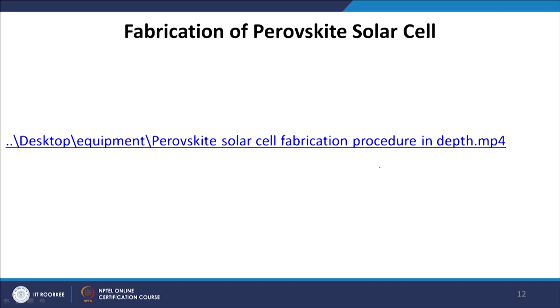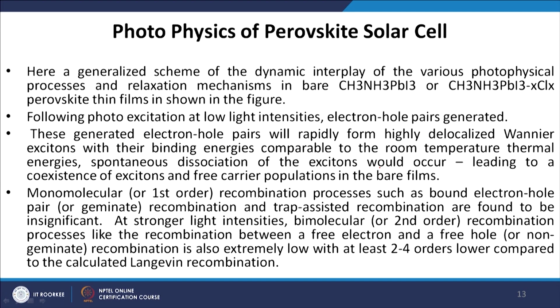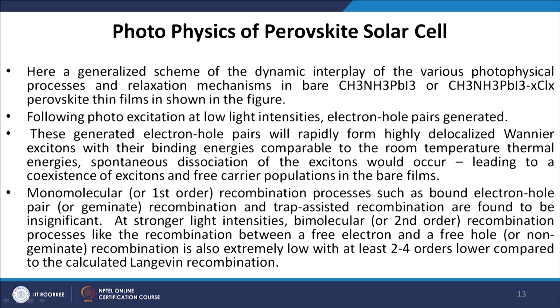Fabrication of perovskite solar cell we already discussed, but what is most interesting here, when we discussed the different orientation and the morphology, is the photophysics of the perovskite solar cell. Later on we will see that there are a lot of engineering aspects to optimize the morphology of the perovskite solar cell, and each of them will lead to an interesting photophysics. So, what do we mean by the photophysics of a perovskite solar cell? Here a generalized scheme of the dynamic interplay of the various photophysical processes and relaxation mechanisms in bare CH3NH3 lead iodide or CH3NH3 lead iodide(1-x) chlorine(x) perovskite thin film is shown in the figure.